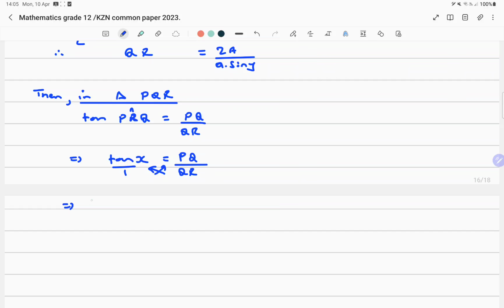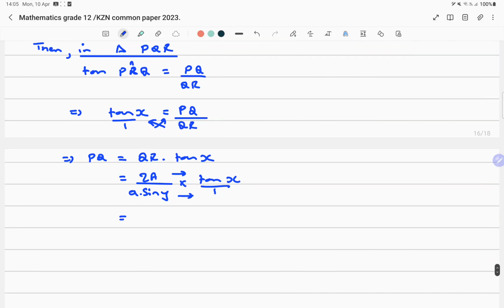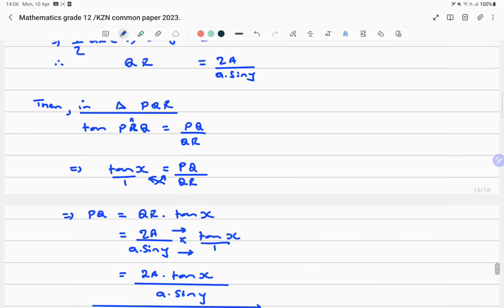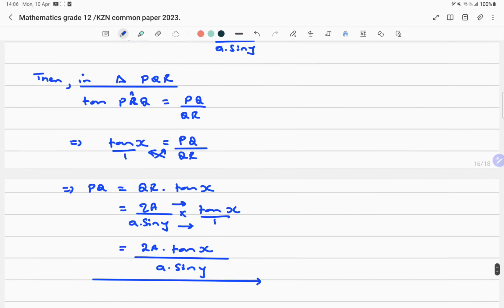This implies that now PQ is going to be QR times tan of x. Now QR, we found that to be 2A over a sine y. Then we're multiplying that by tan of x over 1. Here there's nothing that cancels out. Numerators multiply together and denominators multiply together. So we've got 2A tan x divided by a sine y, because that times 1 is just itself. And that's it. So we've proven it, isn't it? Yes, we've done it just right.